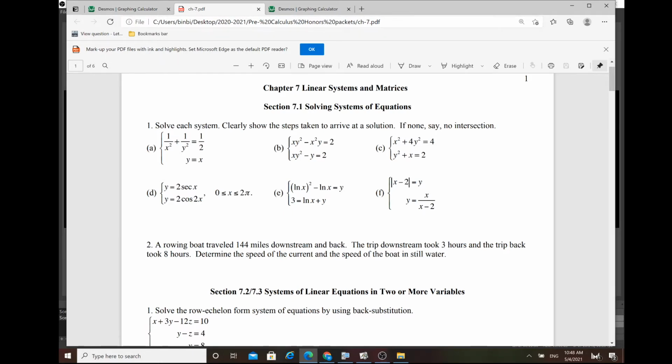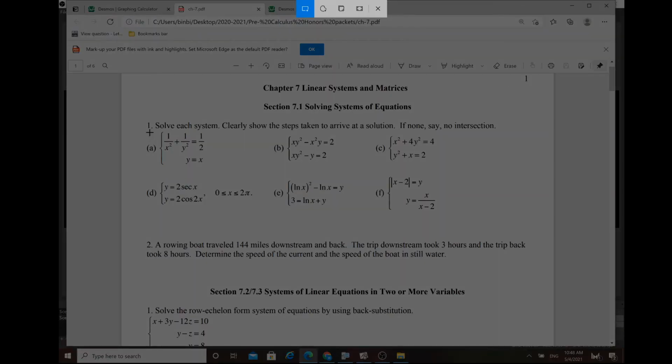Okay, so you'll see that some of the problems here are about systems of equations, linear and nonlinear. So solve each system, clearly show the steps taken to arrive at its solution. If none, say no intersection. So we'll try some of the problems here, one problem at a time. So let's do A and B.